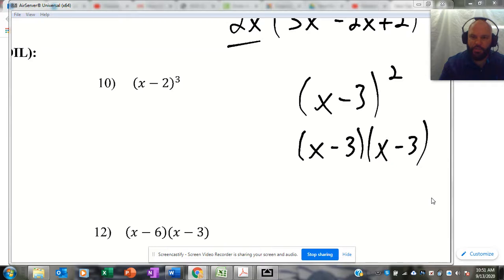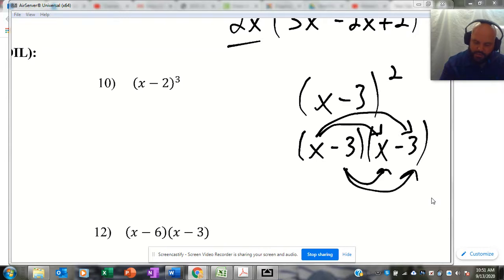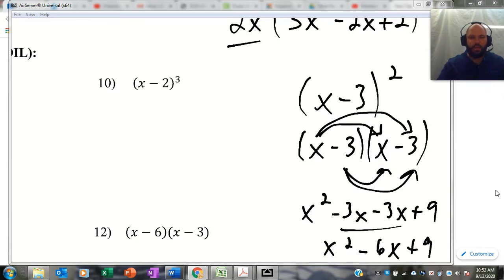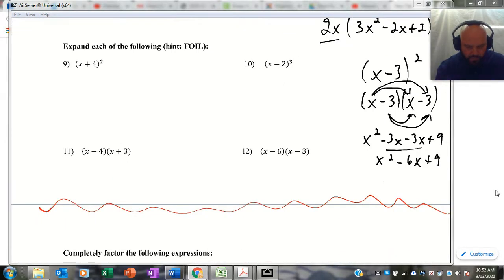So the first thing you want to do is expand this out and then FOIL, which is first, outer, inner, and then last. So x times x is x squared, x times minus 3 is negative 3x. Then we go to the inner, negative 3 times x is negative 3x, and then last, negative 3 times negative 3 is 9. And then from there, we combine our like terms. The like terms should always appear in the center. And there's our final answer, x squared plus 6x plus 9. So that's what you'll be doing for 9 through 12.